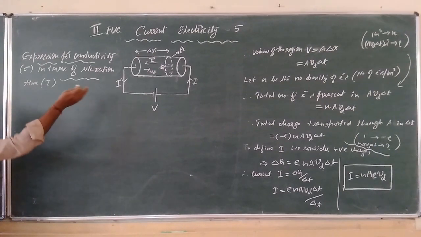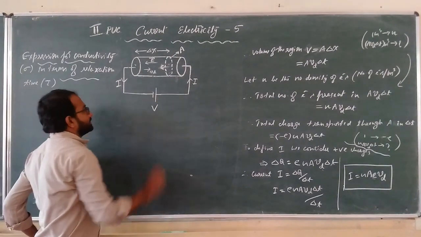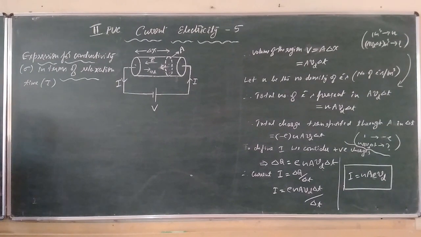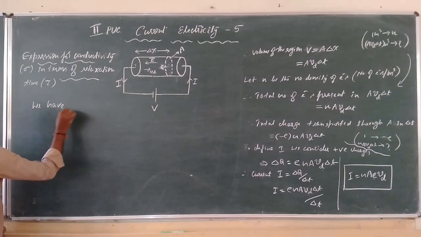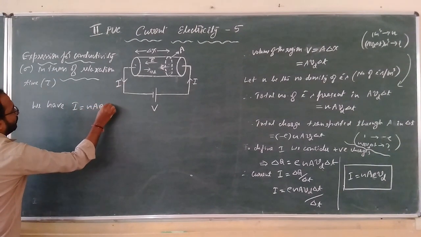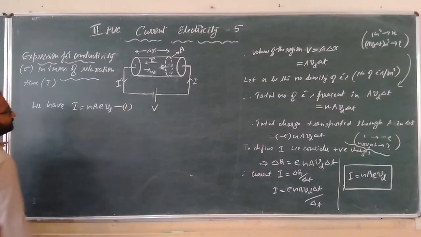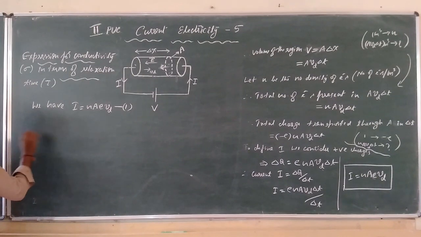Okay, so we consider a conductor of resistance R. The applied potential difference is V, drift velocity of the electron is v_d, sigma is the conductivity, rho is the resistivity, I is the current flowing through the conductor. So we have the expression for current flowing inside the conductor in terms of drift velocity: I is equal to n A e v_d.